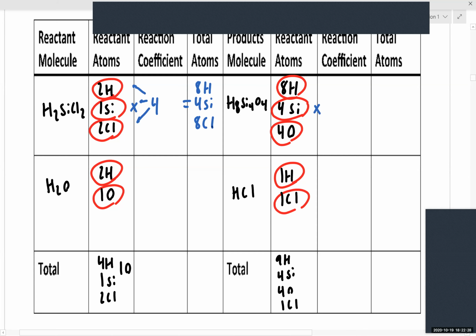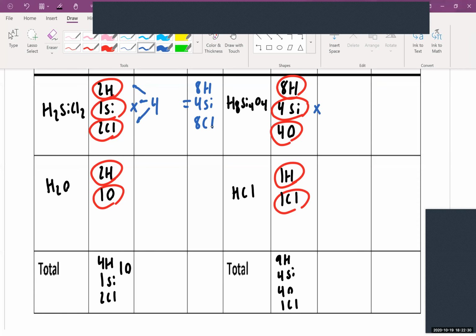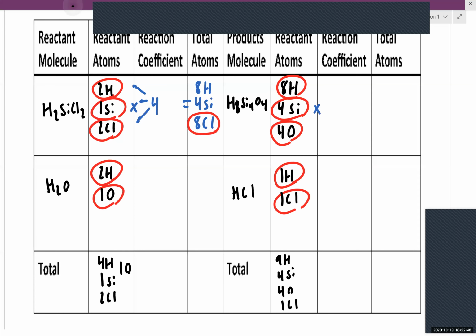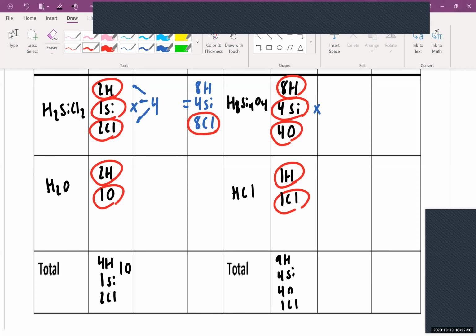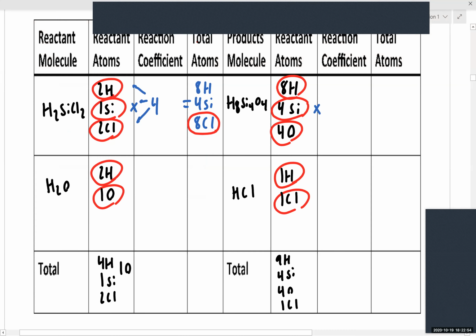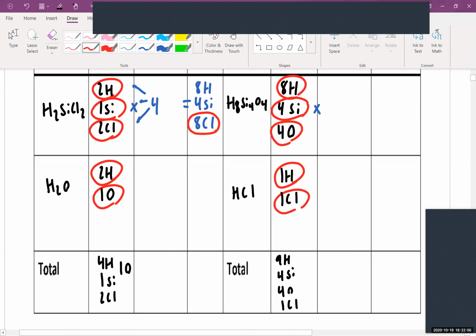Okay, now looking at my revised count, chlorine is still a problem. So let's balance chlorine next. Why am I choosing chlorine next? Well, because hydrogen is found in so many chemical species in this reaction. So let's leave hydrogen towards the end. So what we're going to do is we're going to balance chlorine.